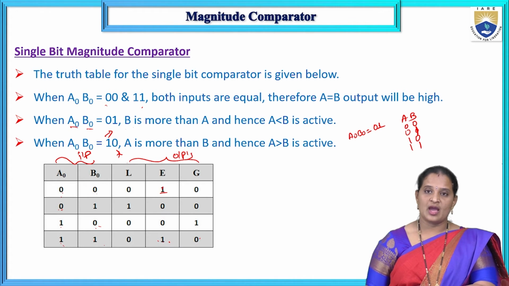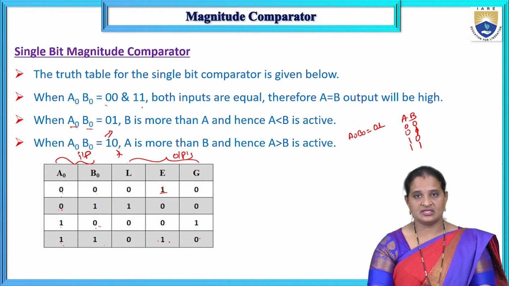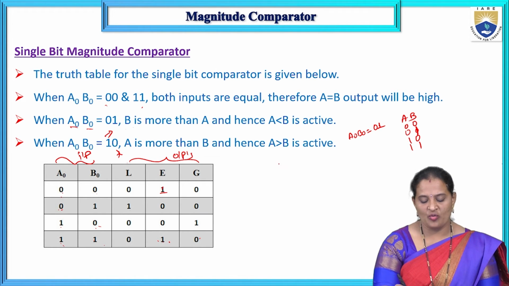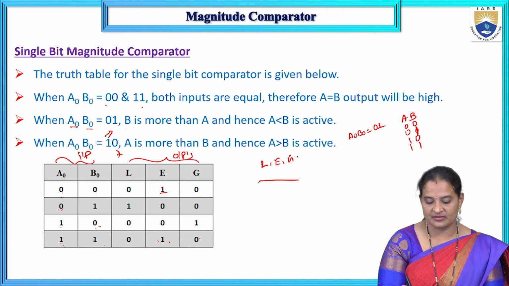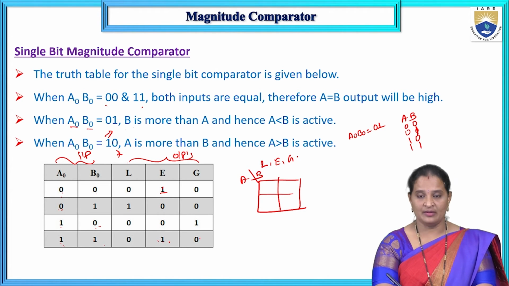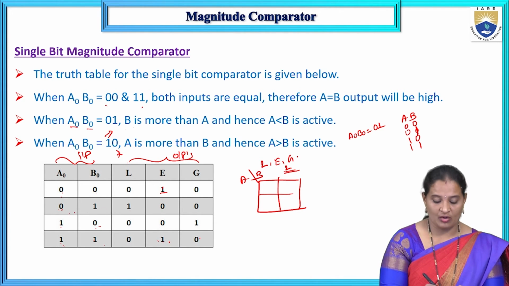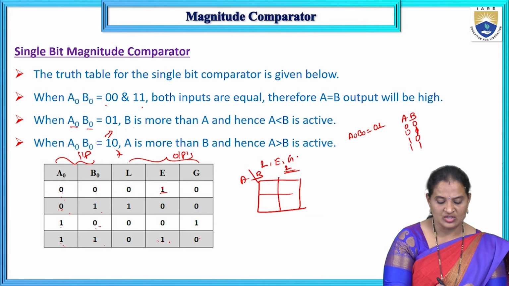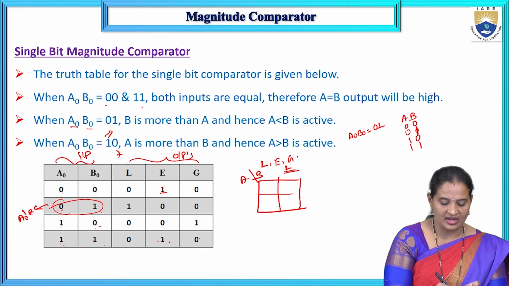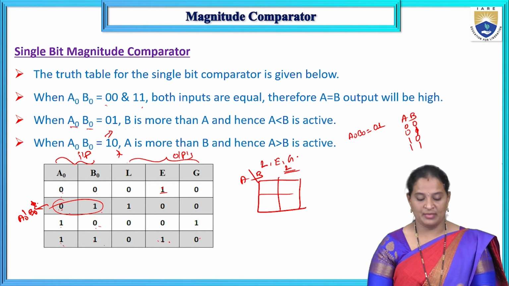Now I want to implement the logic circuit for this single bit comparator. How many outputs do we have? Three outputs, L, E, G. For getting the expressions for L, E, G, we have to take a K-map, where we have two input variables, so 4 cells. First, I am writing the K-map for L. The L output becomes 1 when A naught is equal to 0 and B naught is equal to 1. So only one combination. I can write this as A naught complement B naught.